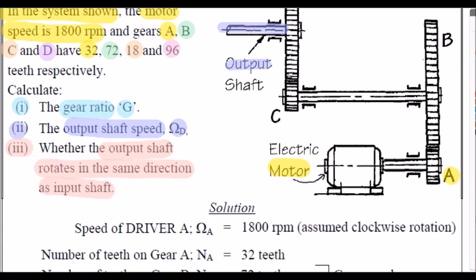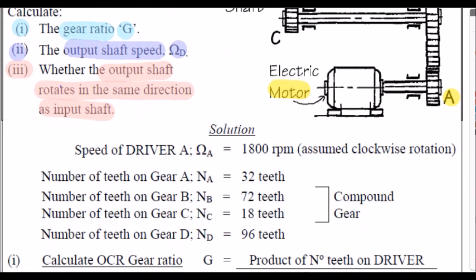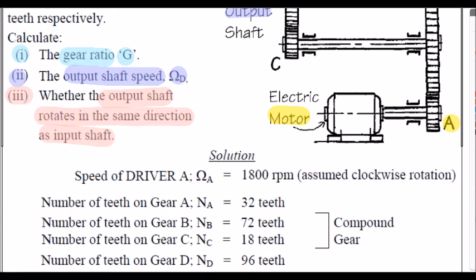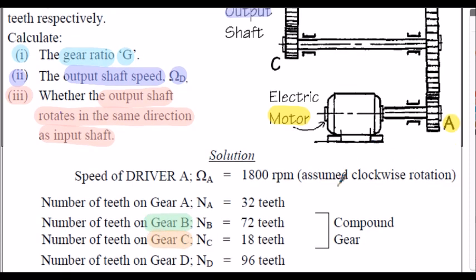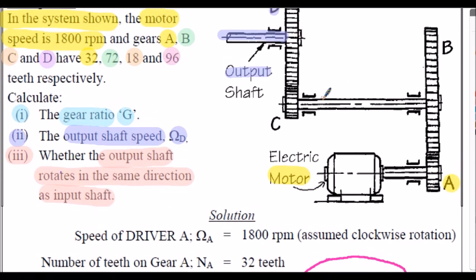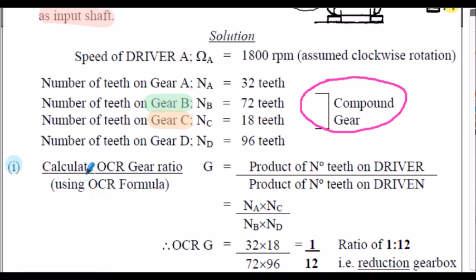So first of all, as always, extract the information from the question. Notice that gears B and C are compound gears. So this is the compound gear shaft for gears C and B. They both rotate at the same angular velocity and in the same direction, as they're both keyed to the same shaft. So for part one of the question, we have to calculate the gear ratio G.